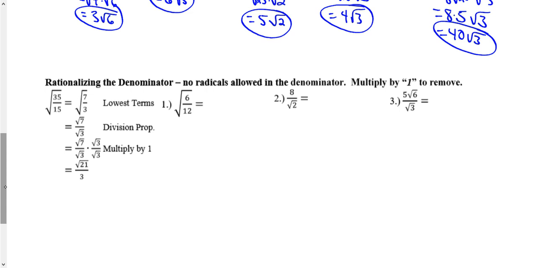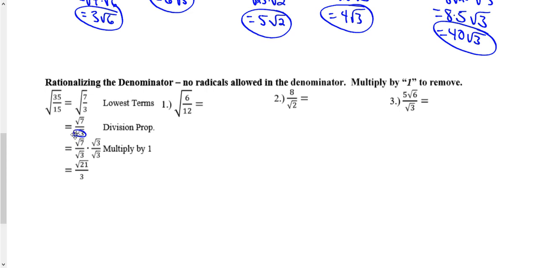So here's what you do. Let's take the square root of 35 over 15. One thing you can do is put it in lowest terms to help yourself. You don't have to, but it helps. I can divide top and bottom by 5, can I? And get the square root of 7/3. Now I use the property at the top of the page. See the property at the top of the page? I can split it up: square root of 7 over the square root of 3. There's my problem. I have a square root in the bottom.